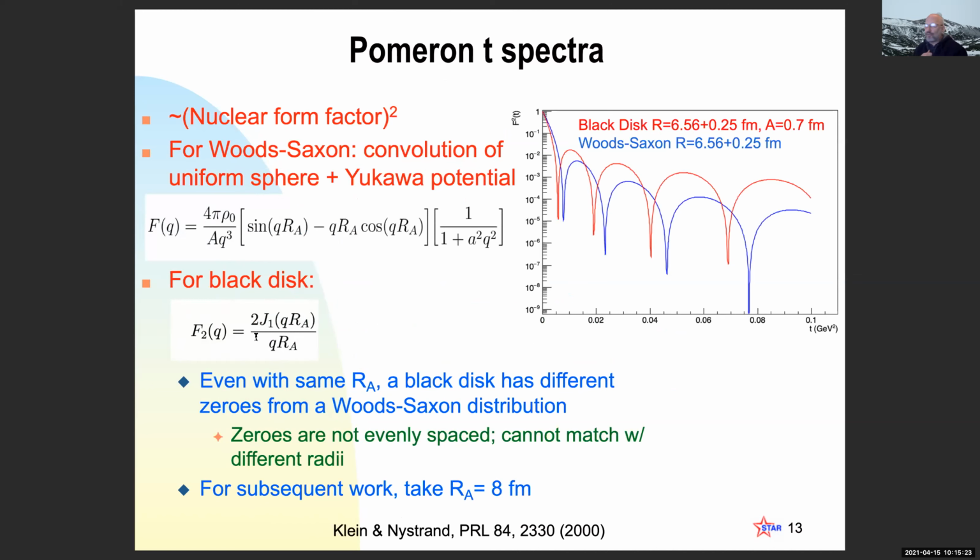There's a couple of interesting things that pop up here. Even if you use the same radii, you can see that the zeros do not line up and they're not evenly spaced.